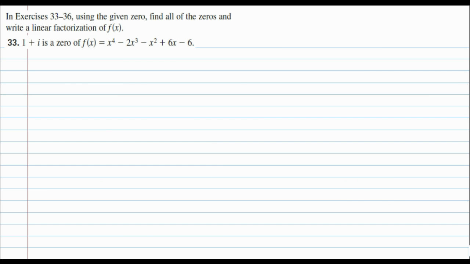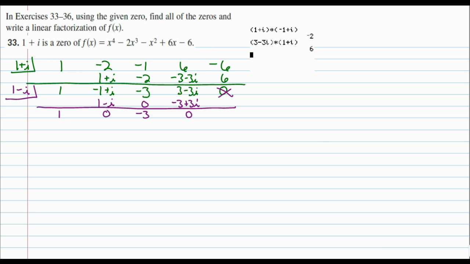The now try problem for example 5 is number 33. Using the given zero, find all of the zeros and write a linear factorization of f of x. So I know that 1 plus i is a 0, which means 1 minus i is also a 0. It's complex conjugate. So I'll put 1 plus i, and I'll write out all of the first terms and put this through synthetic division. So by using synthetic division, I found that 1 plus i and 1 minus i are definitely zeros, and I can start to break down my f of x.